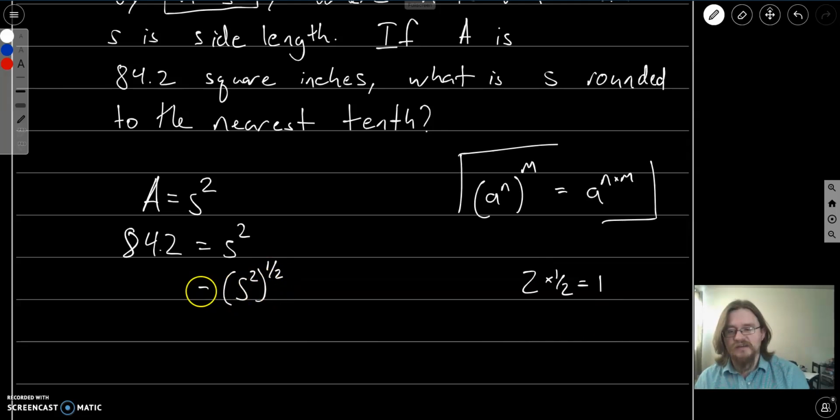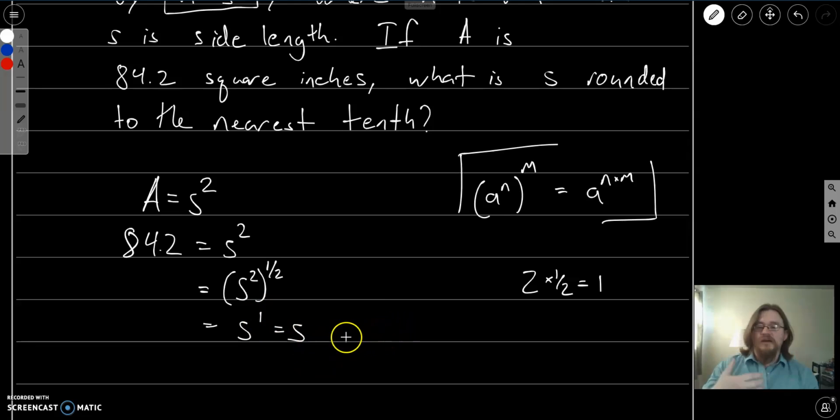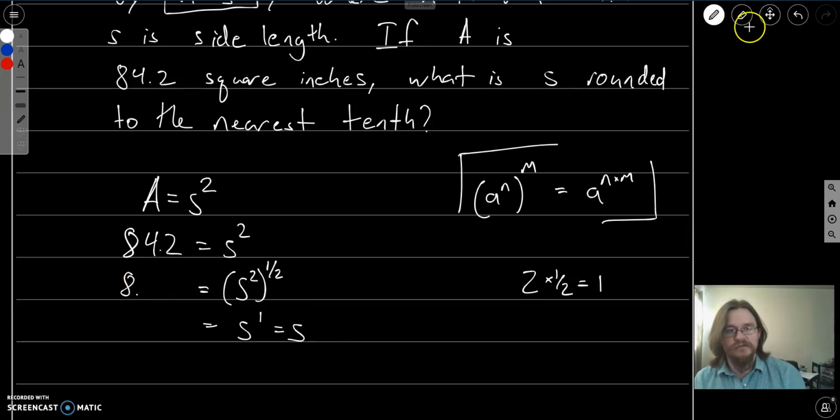So this side, I'm not going to worry about the left-hand side for a second. So this side, s squared to the 1/2, is going to be s to the first power, which anything to the first power is just itself. This is how I deal with the right-hand side. Whatever I do to one side, I have to do to the other. So on this side, I'm going to have 84.2, and I'm going to take it to the 1/2 power. So 84.2 to the 1/2 power, this is s.